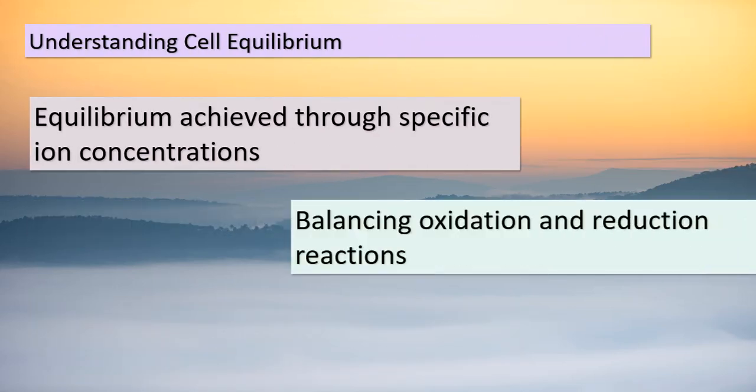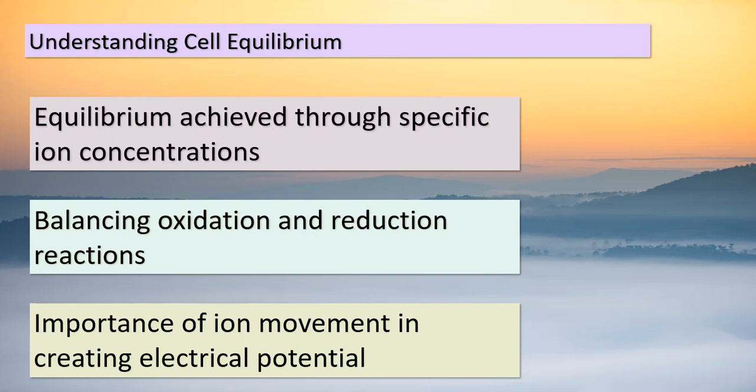Now, my inquisitive students, let's delve into the significance of achieving equilibrium in this electrochemical setup. Equilibrium is reached when the Ni2+ concentrations in the anode and cathode match, indicating a delicate balance between oxidation and reduction reactions. This balance is essential for maintaining the flow of electrons and the overall functioning of the cell. Remember, it's the movement of ions between the half cells that creates the electrical potential necessary for the cell's operation. With this equilibrium in place, we witness the interplay of chemical reactions and energy conversion.